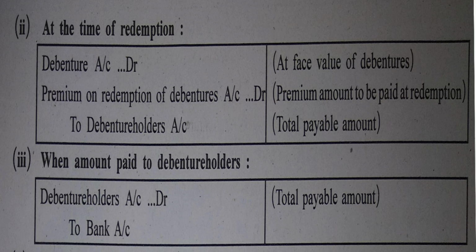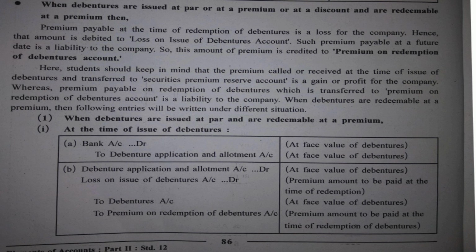And finally, in the third journal entry, when the amount is paid to debenture holders, the journal entry says debenture holders account debit to bank account, the total payable amount. What is the total payable amount? It is the amount of debenture as well as the amount of premium. Alright? So here we finish the understanding of the first case, the first situation that we have considered for today's lecture.